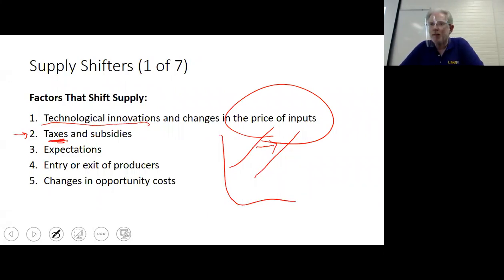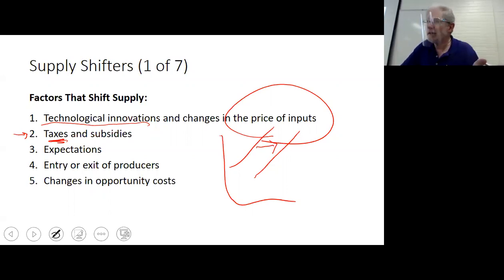Obviously, one of the things that will have an impact on how profitable production of something is would be, what do you have to pay to get the inputs? If you're talking about the production of housing, well, you have to have lumber. If the price of lumber goes up, the cost of producing housing goes up. It becomes less profitable to build houses, and so supply would decrease.